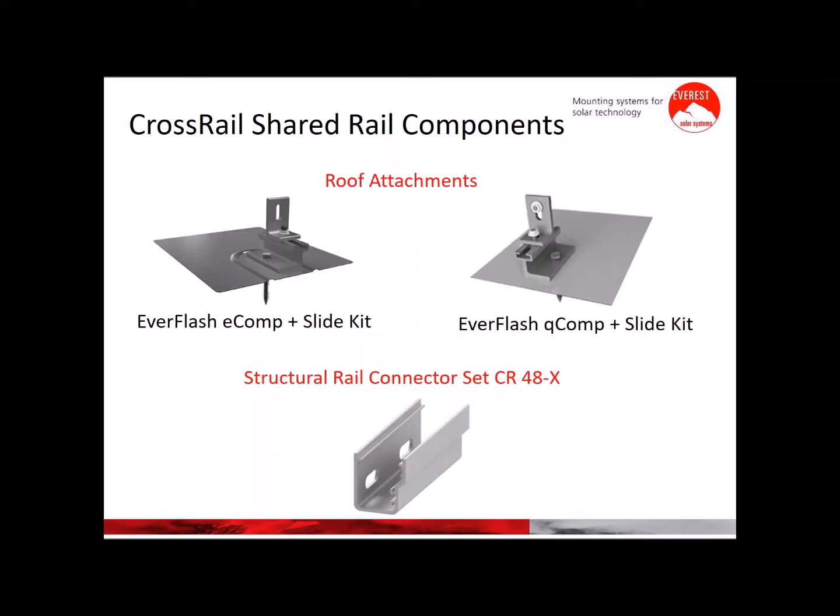Now we have the roof attachments. We have the Everflash eComp with the slide kit, which has an EcoFasten water seal technology. And we have our Everflash QComp with the slide kit, which features QuickMount PV elevated water seal technology. As you can see in both pictures, we have a slider. That's our slide bracket, which gives us 4 inches of adjustability going north to south. And we also have a structural splice connector for the Crossrail 48X, which allows us to have a continuous rail.